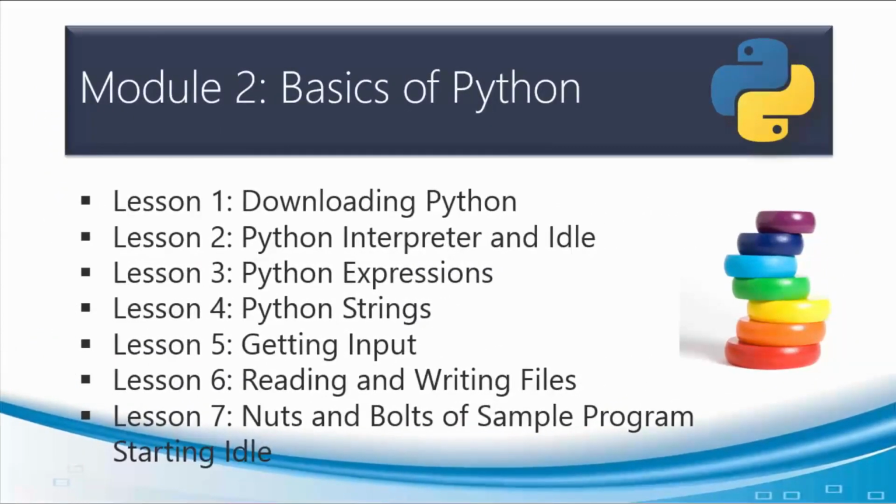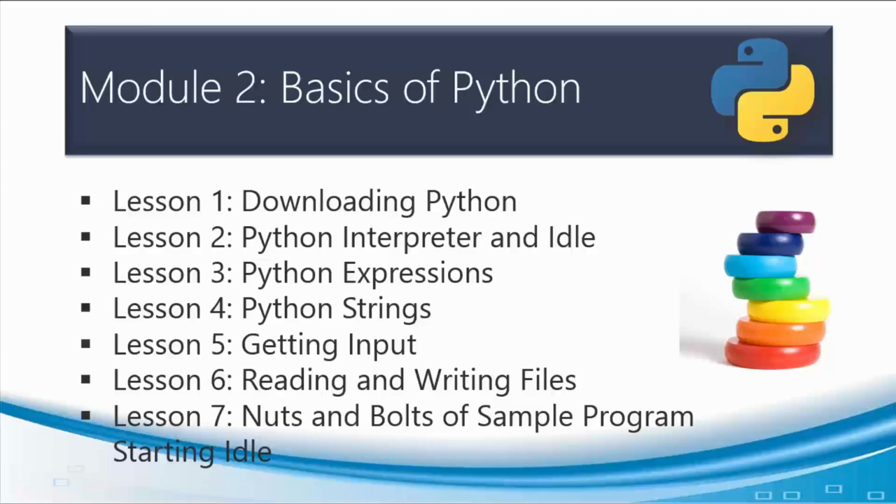In module 2 we'll get into the basics of Python. This module has 7 lessons. Lesson 1 is downloading Python. So from scratch I'll demonstrate how to get hold of Python, what is Python, where do you go find it, how do you download it, whether on a Macintosh computer or on your Windows machine. I'll explain the various steps that are required in downloading Python and some of the prerequisites as well.